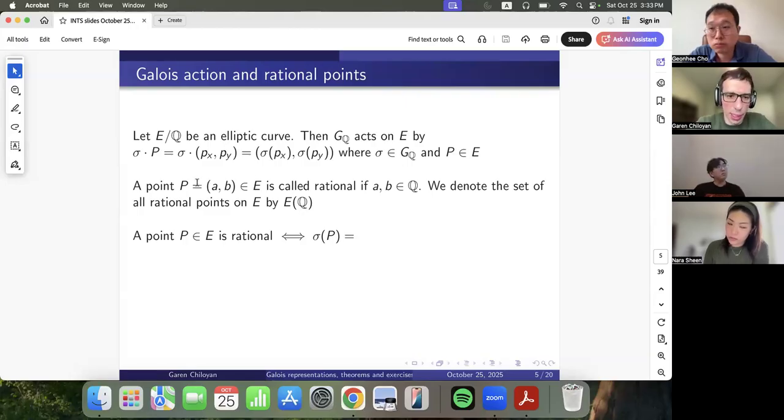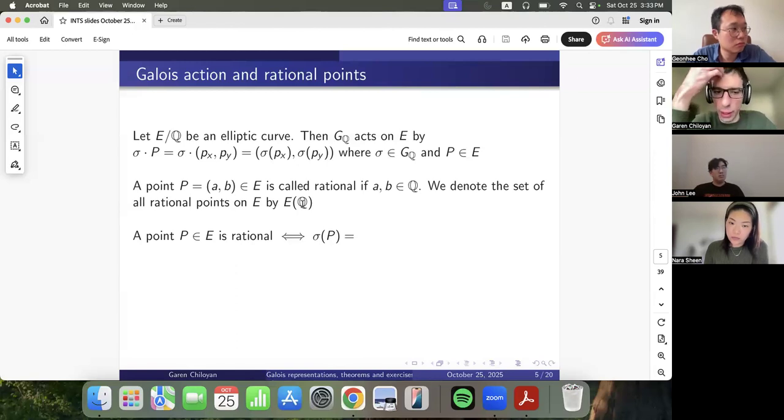One of the most interesting things out of that is, we'll say a point P = (a, b) on E is rational if a, b are rational numbers. And we'll denote the set of all rational points on E by E(Q). We're not going to study too much about this E(Q) today.